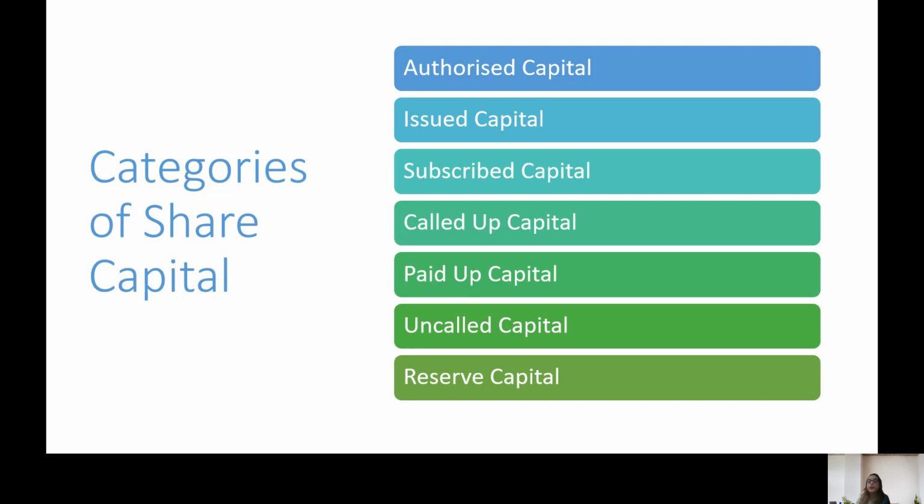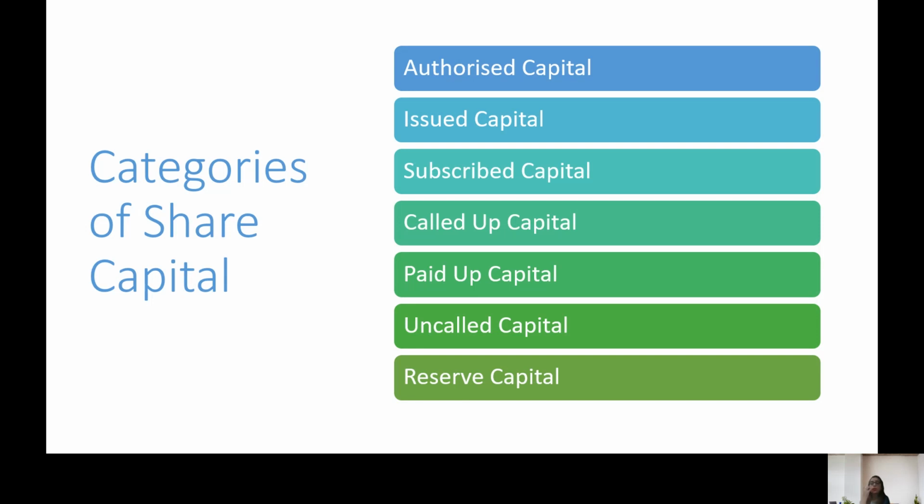Now let's talk about the various categories of share capital. Authorized capital is the maximum amount of capital which a company can raise during its lifetime from the market. This amount of capital is reflected in the memorandum of association of the company. Then there is issued capital. Issued capital is the part of the authorized capital which is issued to the general public, right? Suppose authorized capital is 10 lakh, but the company issues only 5 lakh out of it to the general public for subscription.